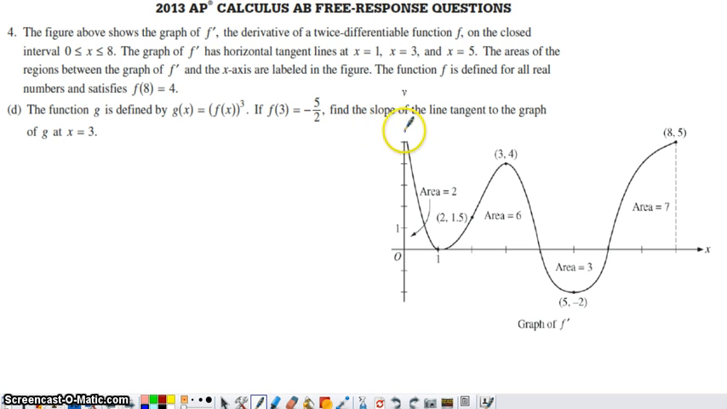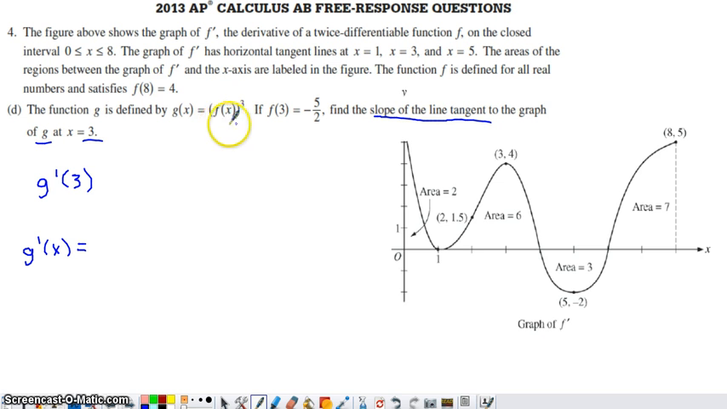It says find the slope of the line tangent to the graph of g, not f, but of g at x equals 3. Well, if we want the slope of the tangent line, we're going to have to find the derivative and evaluate it at 3. So what we really need here is to find what g prime of 3 is. So before we can find g prime of 3, we're going to need g prime of x. And this is not that difficult. It's just a little different.